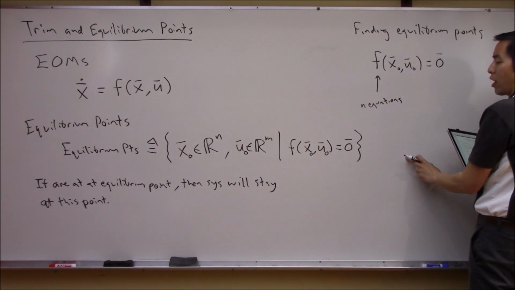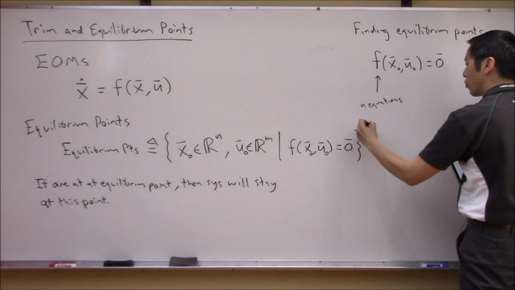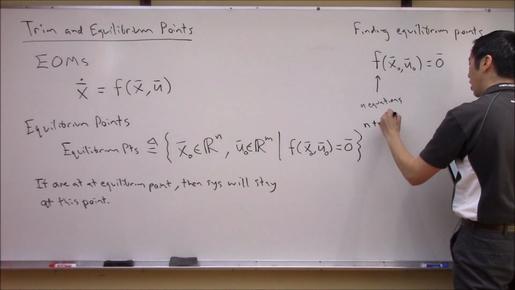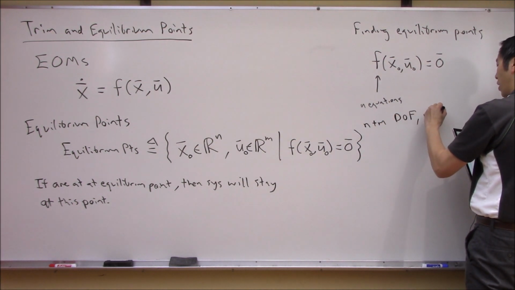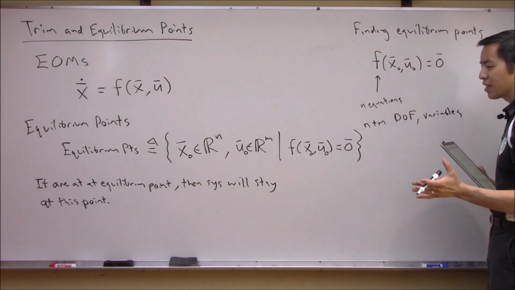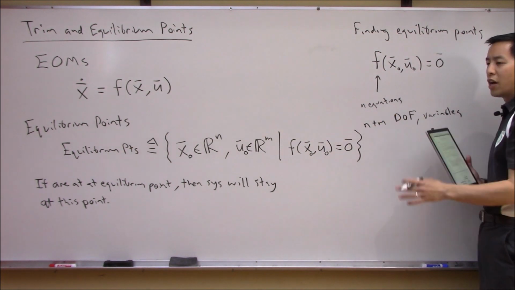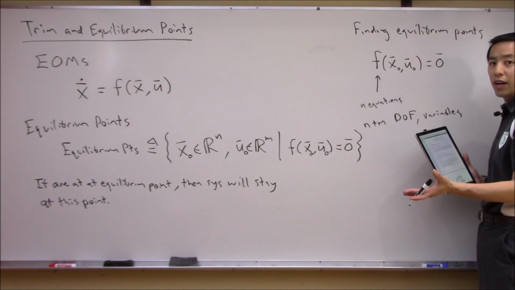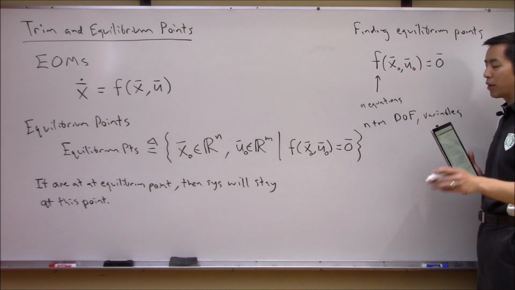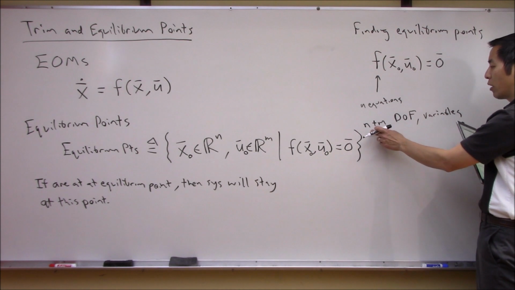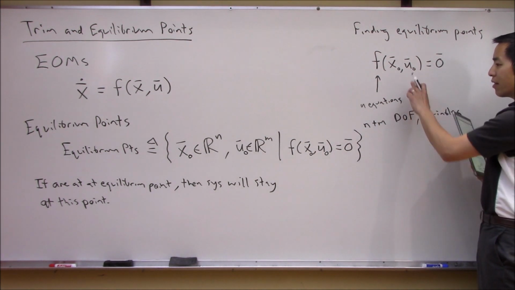And how many unknowns or how many degrees of freedom are there? You are picking all of the states and all of the controls. So it's n plus m degrees of freedom, or variables, if you want to think about it that way. So usually this is an under-constrained problem in the sense that there are more degrees of freedom than there are equations. So the solution space is usually infinite. Well, maybe I should be careful with that adjective of usually, but it can be infinite here, because you have more degrees of freedom than you have equations. Okay, so this is the idea of an equilibrium point.